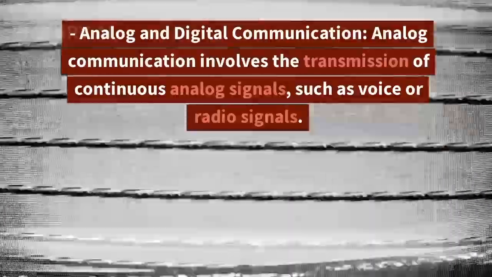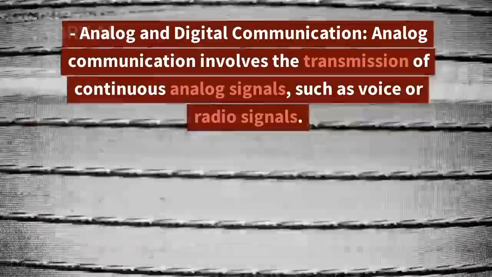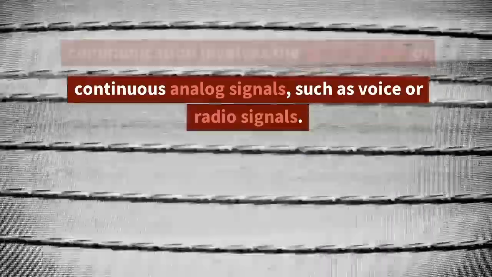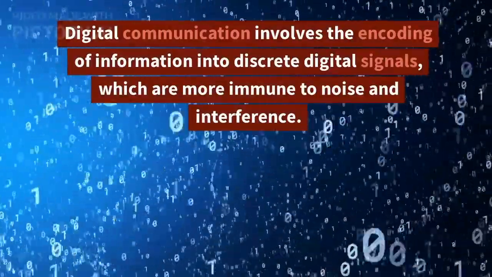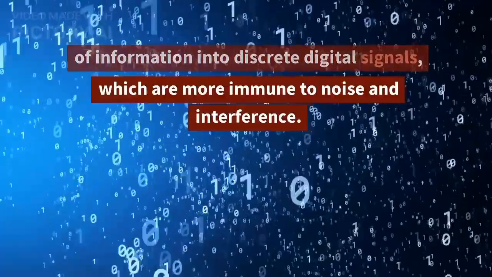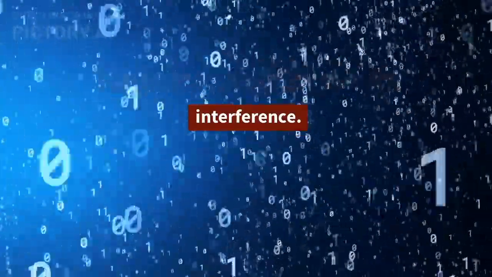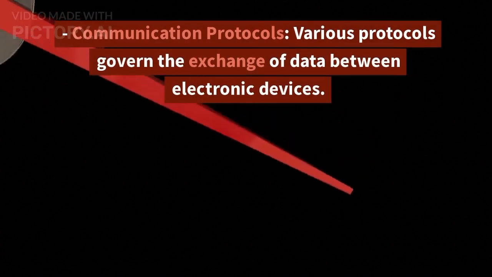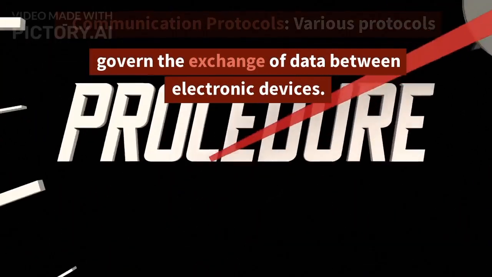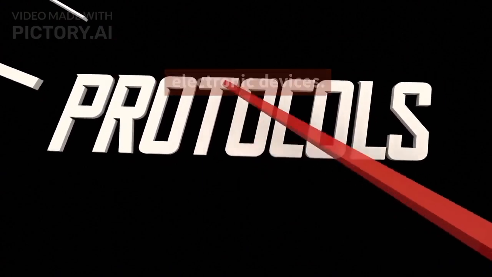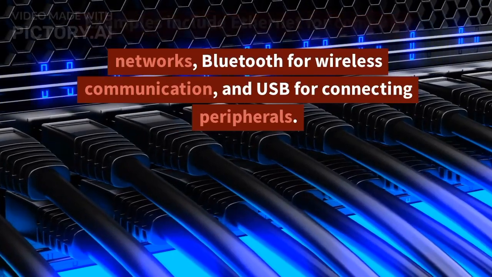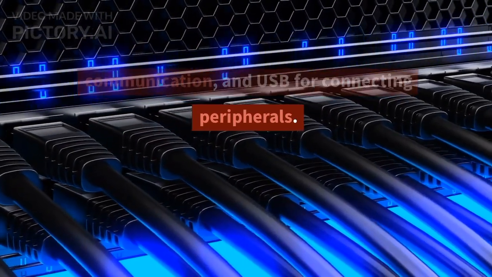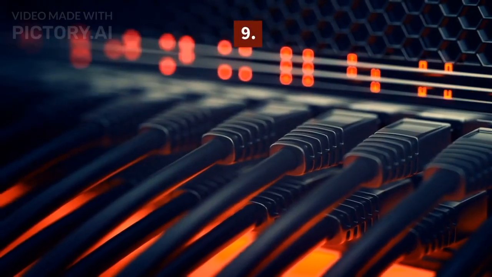Analog and digital communication. Analog communication involves the transmission of continuous analog signals, such as voice or radio signals. Digital communication involves the encoding of information into discrete digital signals, which are more immune to noise and interference. Communication protocols. Various protocols govern the exchange of data between electronic devices. Examples include Ethernet for computer networks, Bluetooth for wireless communication, and USB for connecting peripherals. 9.